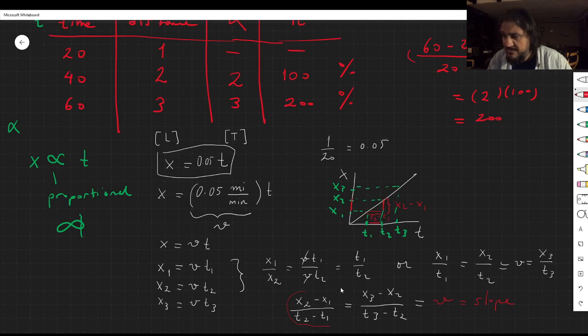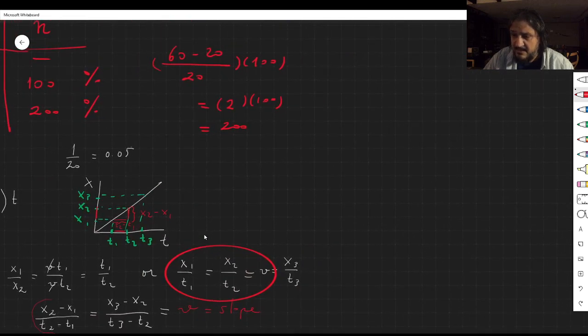Now, if you think about it, look at this equation here. Does this look similar to that? You may say, no, we have subtraction here. There's no subtraction there. But actually, they are the same, because you can write this as x1 minus 0 divided by t1 minus 0. So instead of using points 1 and 2, I'm now using points 0 and 1, 0 meaning the point where the two axes meet, which we call the origin.